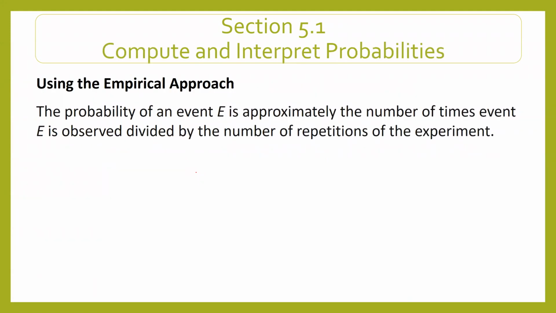All right, so what is the empirical approach? The probability of an event E is approximately the number of times event E is observed divided by the number of repetitions of the experiment. So this is empirical because it has to do with observation.